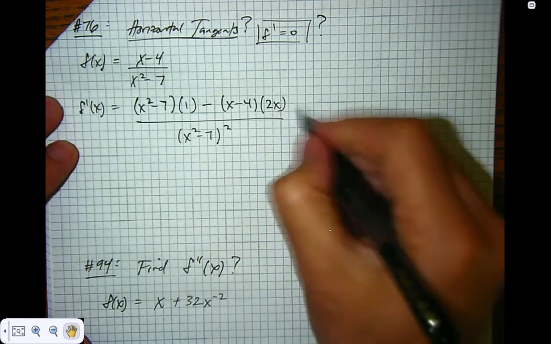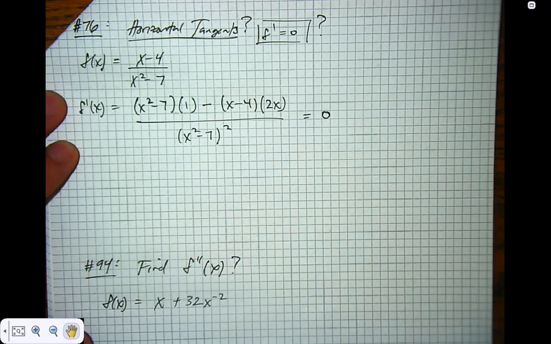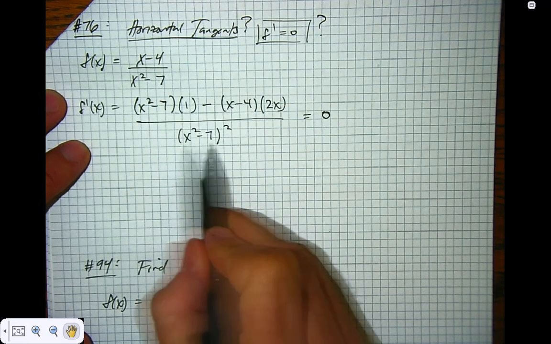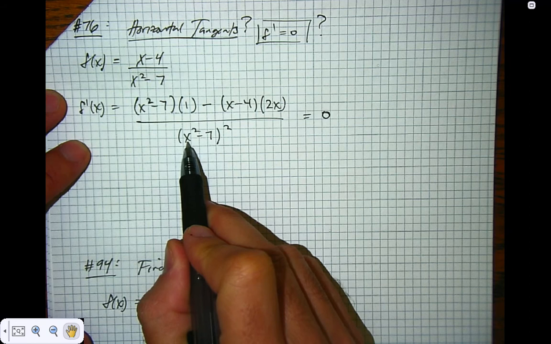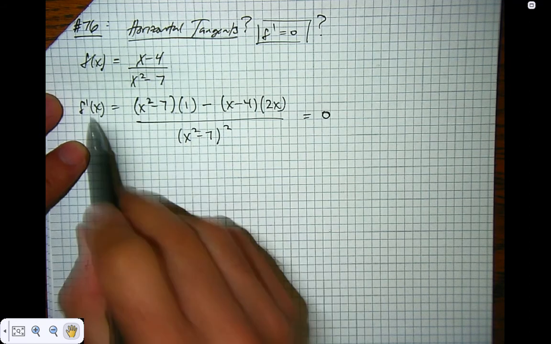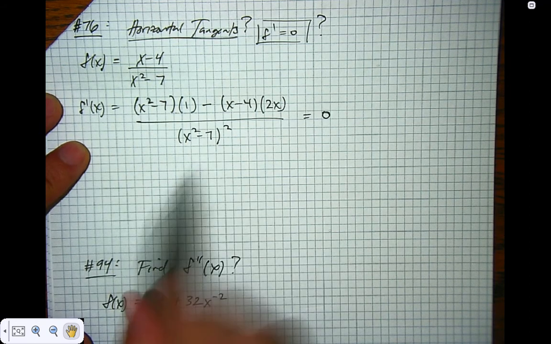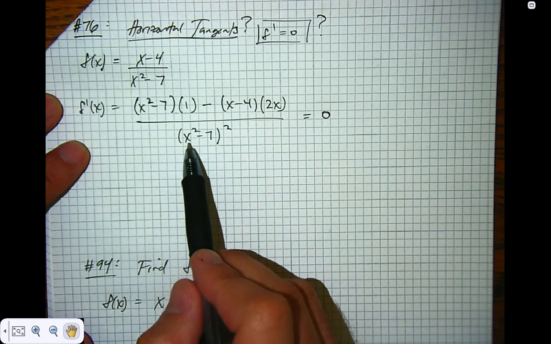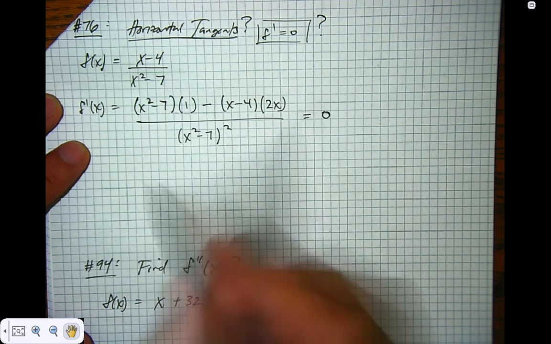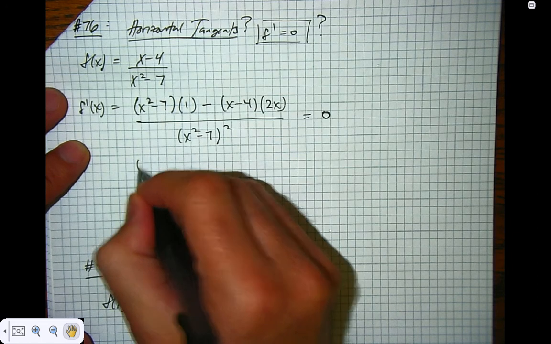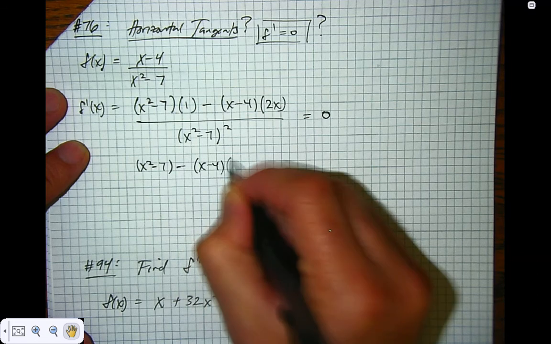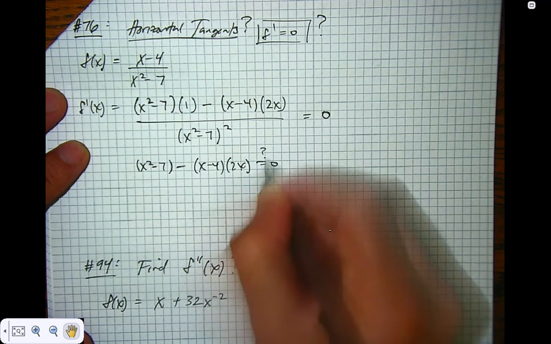Okay, and when does this equal 0? It's the same game here, right? This could technically be 0, right? If x was equal to the square root of 7, this function would be undefined. Okay, so let's just run with this and hope we don't get square root of 7 as our answer. So what we know is that this will be 0 when the top, when x squared minus 7 minus x minus 4 times 2x equals 0. That's what we want to find.